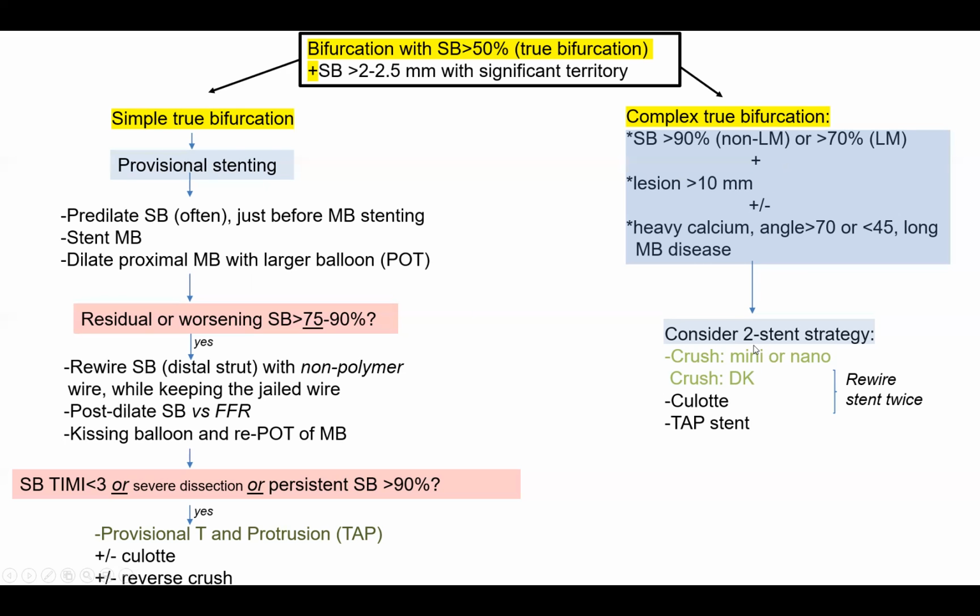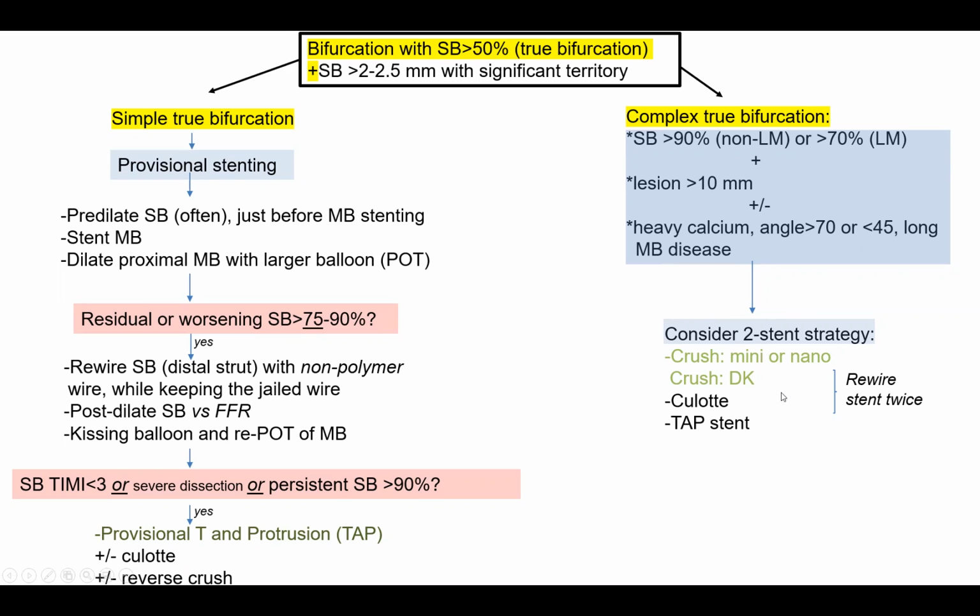I also want to say that even in complex true bifurcation, I said consider two-stent strategy. It's not mandatory to do two-stent strategy. It's only based on 2 trials. Like I mentioned, EBC2 trial and all those trials of true bifurcation included some complex true bifurcations. And overall, provisional was still equipoised with a two-stent strategy. So you should consider it, but it's not mandatory. You should individualize based on the case.